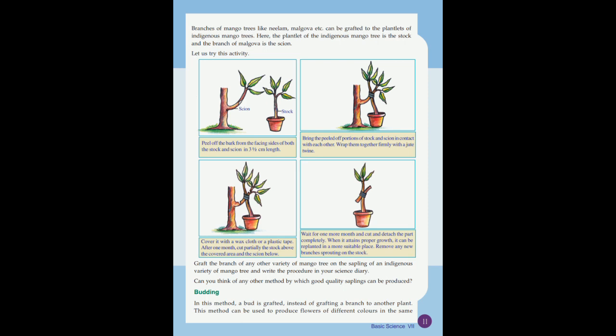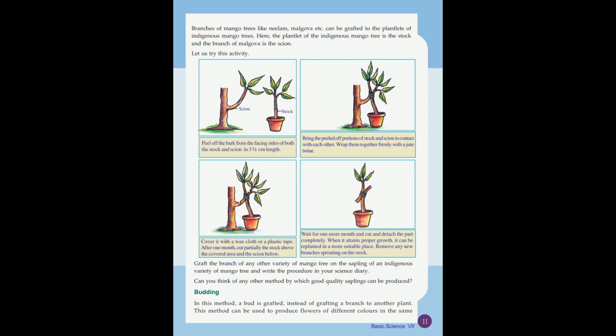After 1 month, cut partially the stalk above the covered area and the scion below. Wait for 1 more month and cut and detach the part completely. When it attains proper growth, it can be replanted to a more suitable place. Remove any branches sprouting on the stalk. So you have to remove the stalk part away.